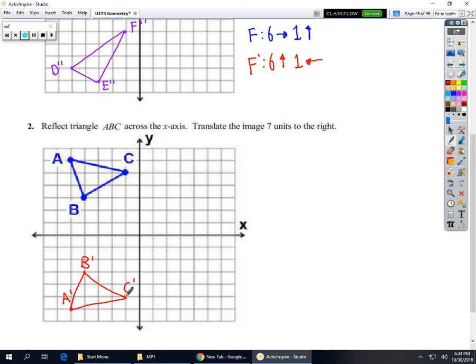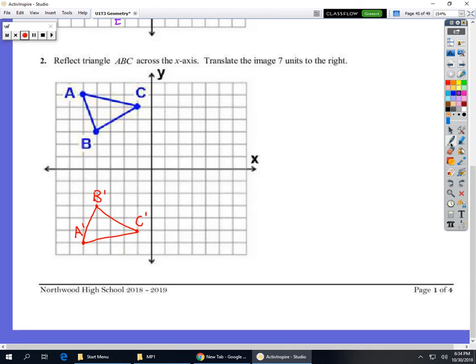And then what do I have to do? I need to translate it 7 units to the right. So move everything 7 to the right. 1, 2, 3, 4, 5, 6, 7. That's your B double prime. 1, 2, 3, 4, 5, 6, 7. That's your C double prime. 1, 2, 3, 4, 5, 6, 7. A double prime. Connect. Connect. There we go. So it's been flipped over, reflected, and translated to the right. Not too bad.